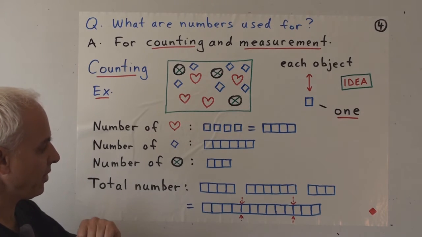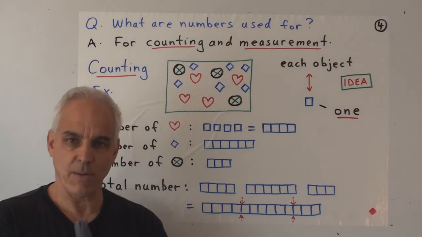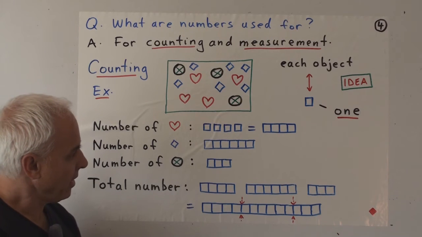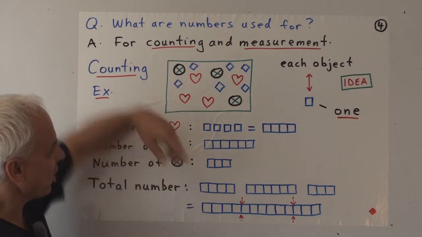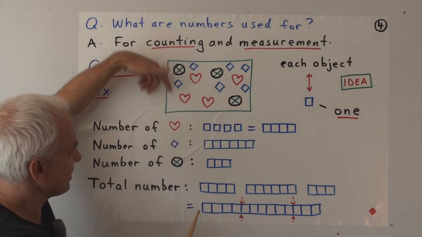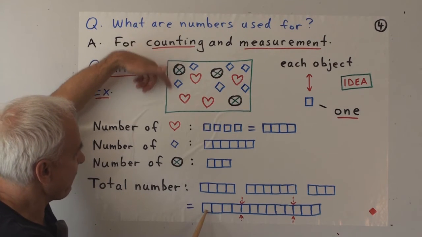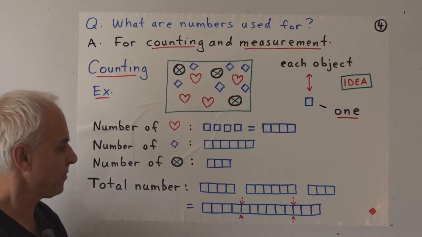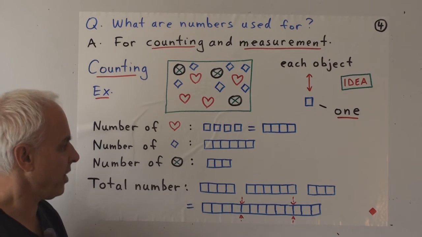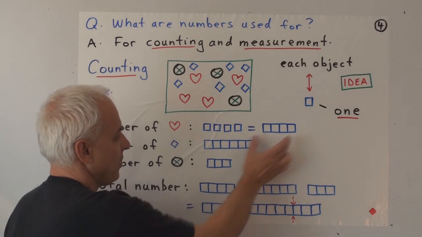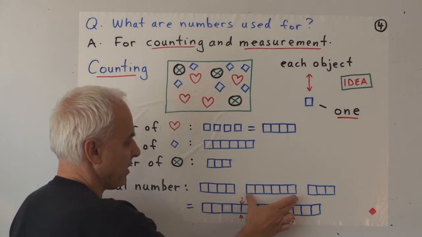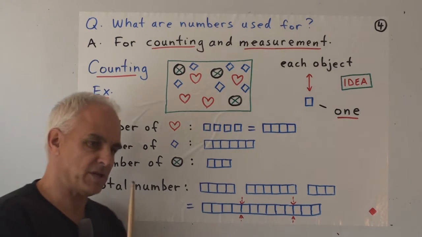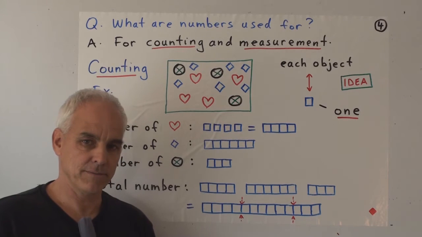Suppose now we are interested in the total number of objects in the box. Well, here's an interesting idea. One way of doing that would be to start again and list a cell for every object in the box, having to go through all the objects again. But a smarter thing would be to say, well, we've already counted the hearts, we've already counted the diamonds, we've already counted the circles, so why don't we just put all those boxes together?